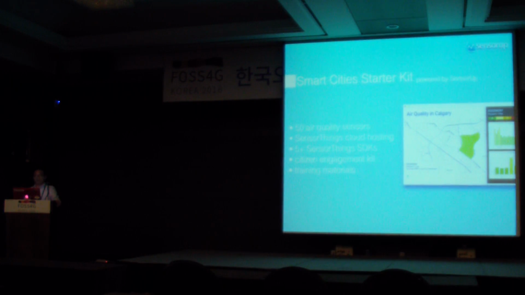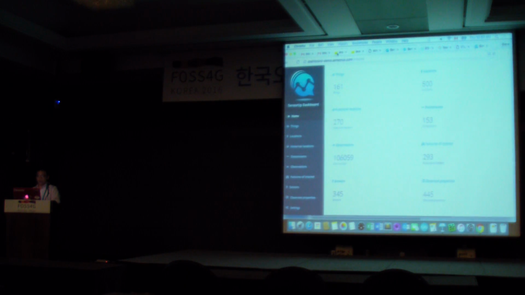Okay, and this is commercial. So I'm thinking, how do we promote this API and the standard we developed? You need to have something to start with. So we have this package for you, called the Smart City Starter Kit. It has 50 air quality sensors, cloud hosting for you based on SensorThings API, more than 5 SDKs, and a citizen engagement kit that shows you how to engage with citizens, plus training materials. And we are doing this in Calgary right now.